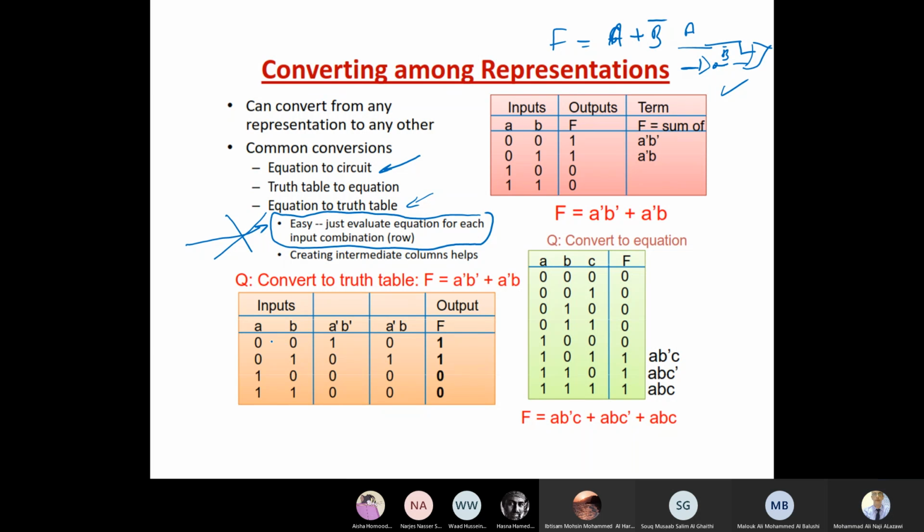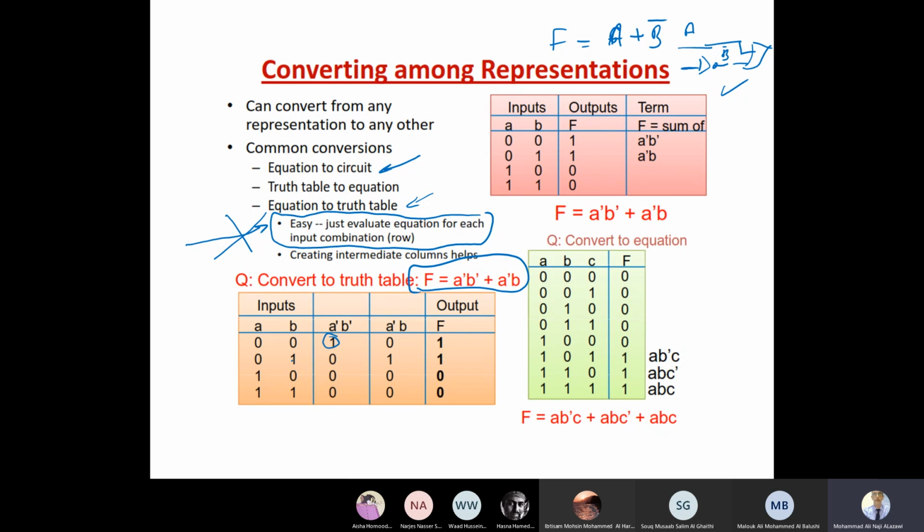Now, A, B, and I want A prime. This is the equation. Okay, so A, B. I want to find A prime, B prime. Okay, which is 0, 0. It will be changed to 1, dot 1. The output will be 1. This will give me 0, 0, 0, etc. So you have to substitute these values into the circuit, and then you have to find the output.